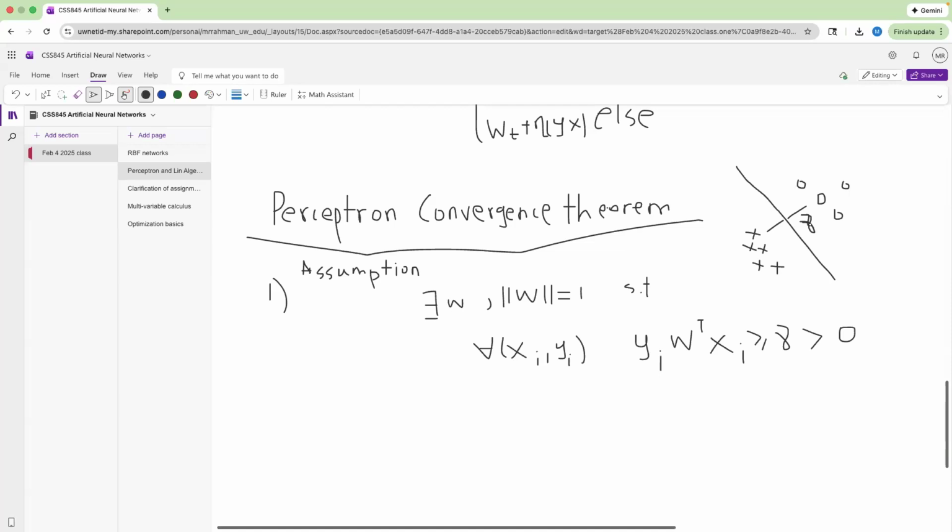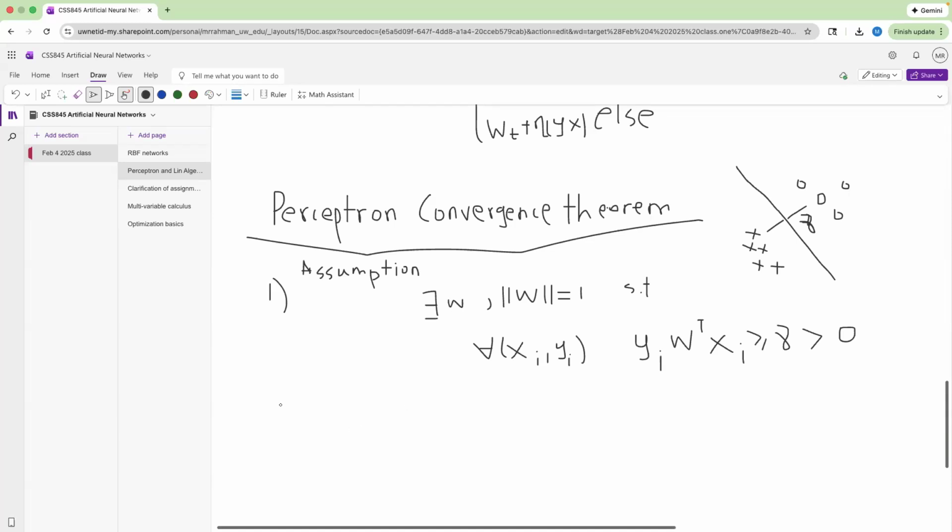So they're not only separable, but they're separable by some margin. So gamma is like a margin parameter, which says that there exists this line that can separate the positive and negative classes by some margin gamma. So this is a stronger guarantee, but it helps us make the proof easier. Okay, so that's the first assumption.